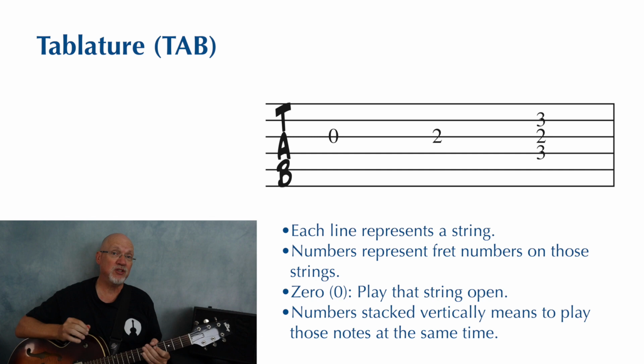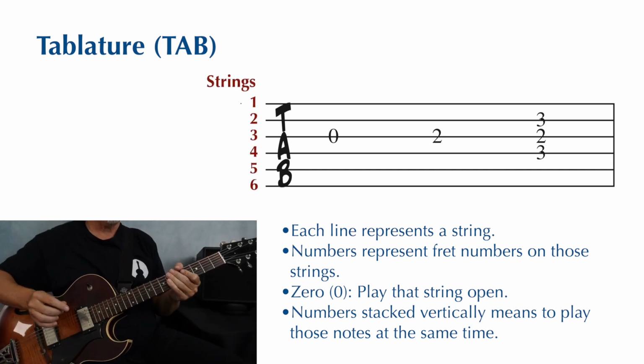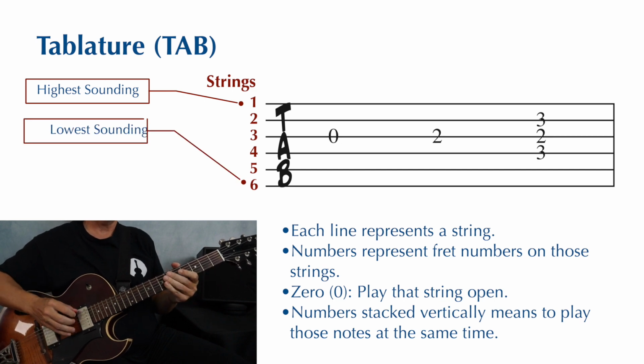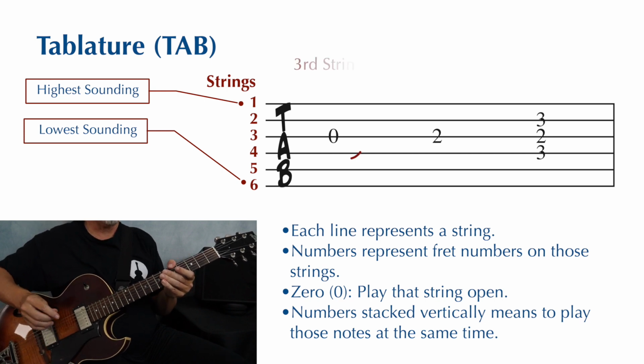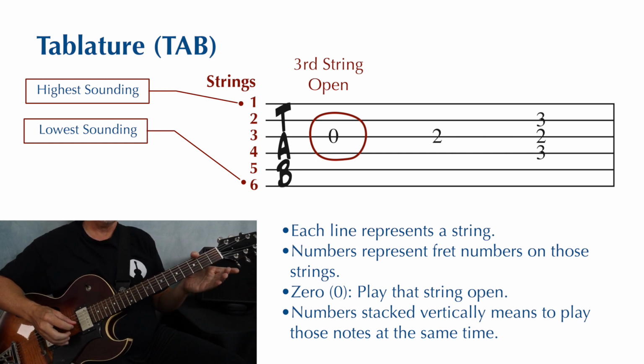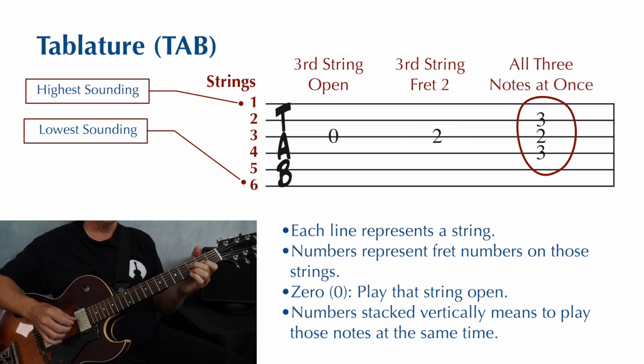Tablature, or tab, is a special kind of music notation specifically for stringed instruments like guitar, ukulele, or the bass. Each line represents a string. The top line represents the highest sounding string, and the bottom line represents the lowest sounding string. And the numbers represent frets. For example, 0 on this line means to play the third string open. The number 2 on the same line means to play the second fret on the third string. And if the numbers are stacked on top of each other, you're going to play all those notes at the same time.